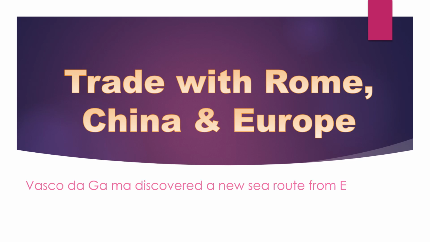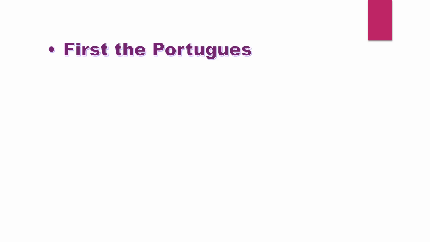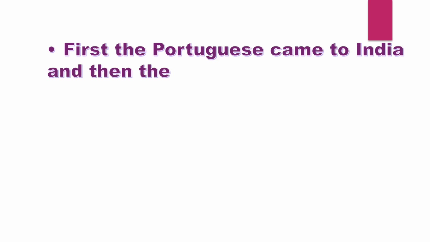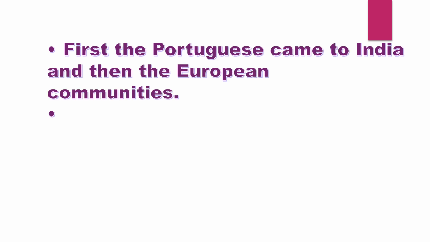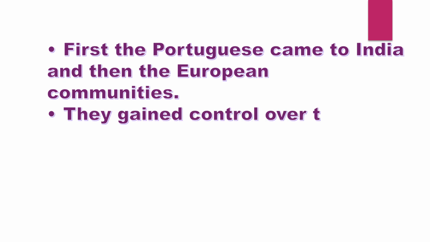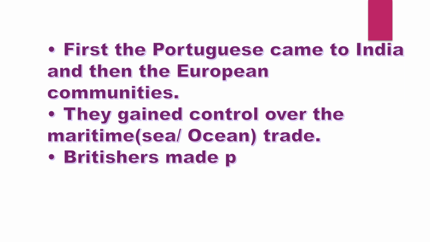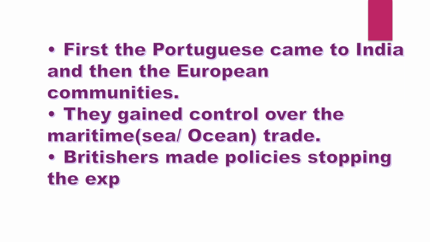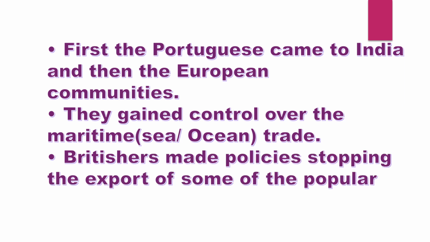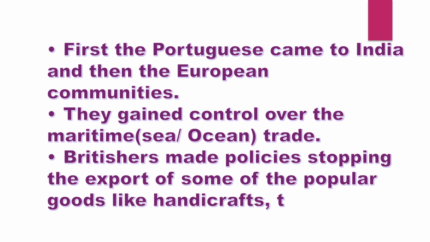Vasco da Gama, he discovered a new sea route from Europe to India. Now, this gave a way for the trade with the Europeans. Now, first the Portuguese came to India and then the European communities. They gained control over the maritime. Maritime, when we say it is a sea or the ocean trade. And Britishers made policies stopping the export of some of the popular goods like handicrafts, textiles.